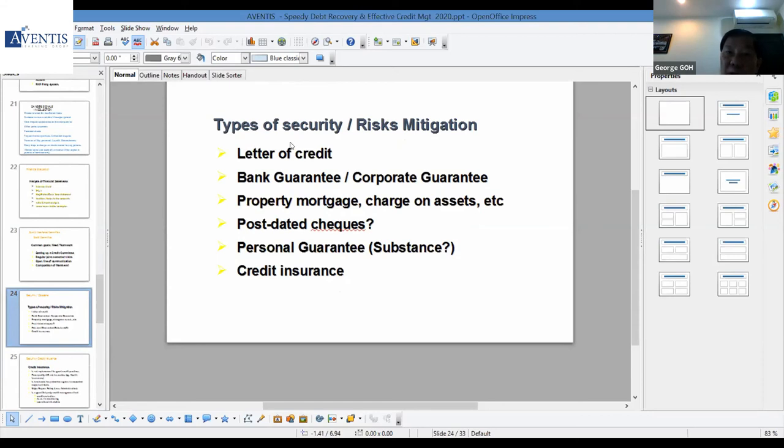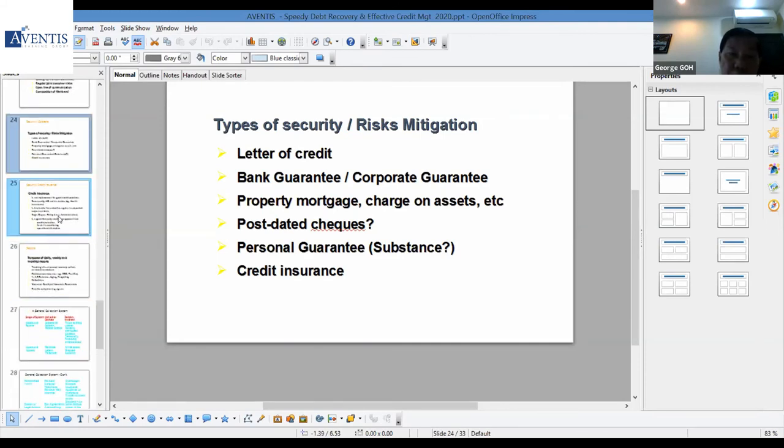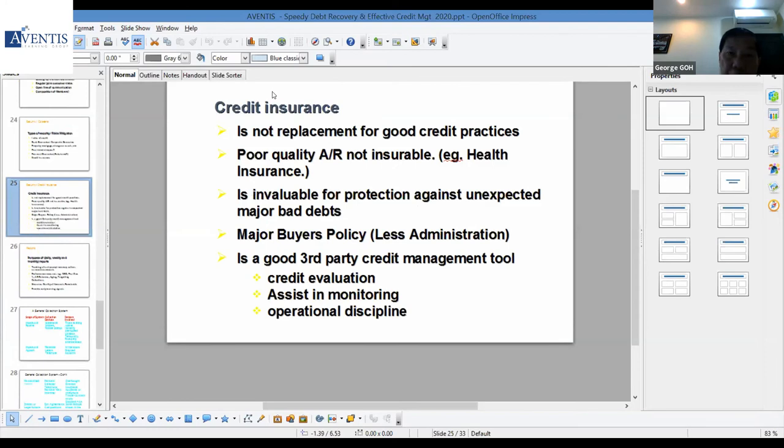Then of course we talk about securities: letter of credit, how do we take BG, bank guarantee, corporate guarantee, property mortgage, trust on assets, and all this. Personal guarantee. And of course, credit insurance, which I'm doing day in, day out. What does credit insurance do for you? Those who have credit insurance are very happy because they can get back 90% of their loss. Not 100%, but 90%. So it's not a replacement for good credit practice, but it is good for major bad debt protection, as we call it.